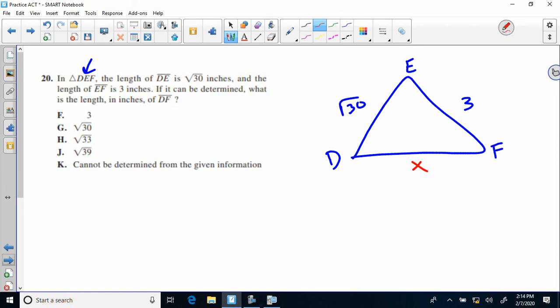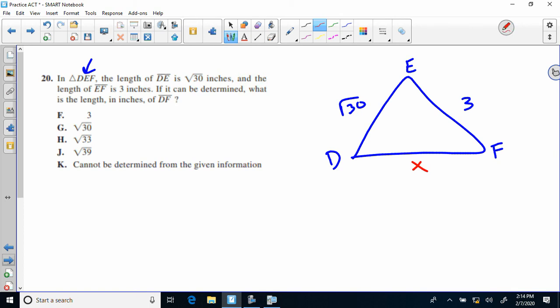So you cannot use Pythagorean theorem because no one told you it was a right triangle. Pythagorean theorem, a squared plus b squared equals c squared, only works on right triangles, and nowhere did it say it's a right triangle. The only other way to solve a side for a triangle is law of sines and law of cosines, and both of those require 3 pieces of information. So like 2 sides and an angle, or all 3 sides, but you have to have 3 pieces of information.